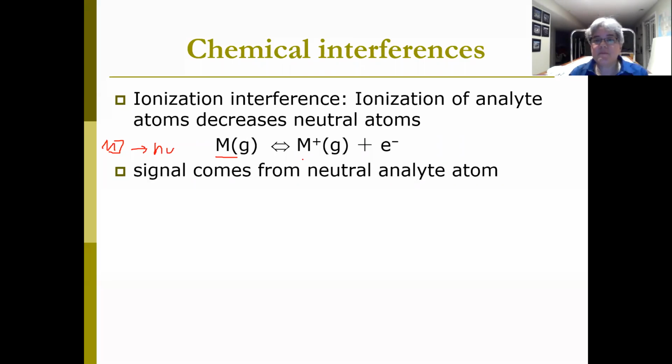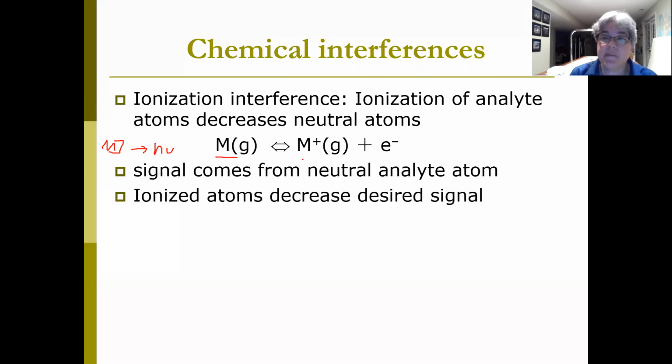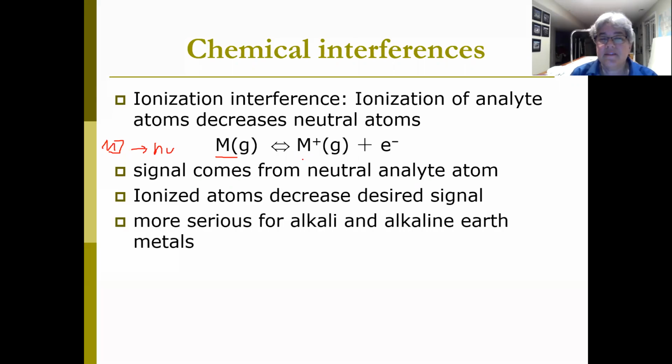All right, so the signal comes from the neutral analyte, and if it becomes an ion, then you're going to get a lower signal. And this is a serious problem for the alkali and alkaline earth metals. Okay, so those are sodium, potassium, lithium, calcium, magnesium, strontium. These are all pretty easy to ionize.